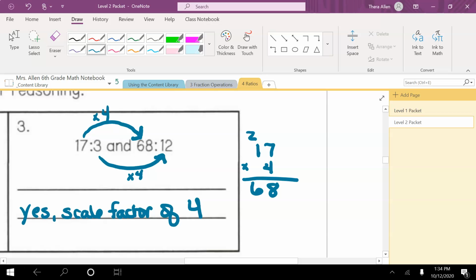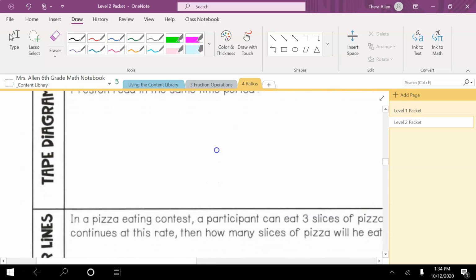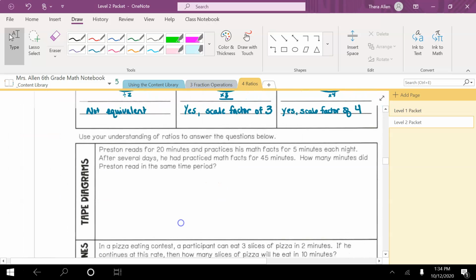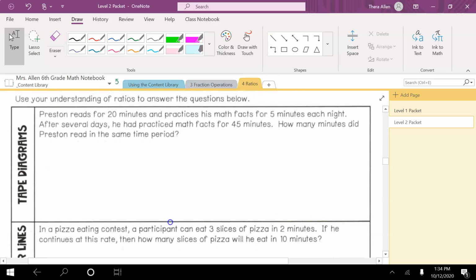Very good. Now, we are going to work with tape diagrams and number lines. We talked about these in our vocabulary, but we haven't worked with them yet. Preston reads for 20 minutes and practices his math facts for 5 minutes each night. Well, there's a ratio right there. After several days, he had practiced math facts for 45 minutes. How many minutes did Preston read in the same time period?